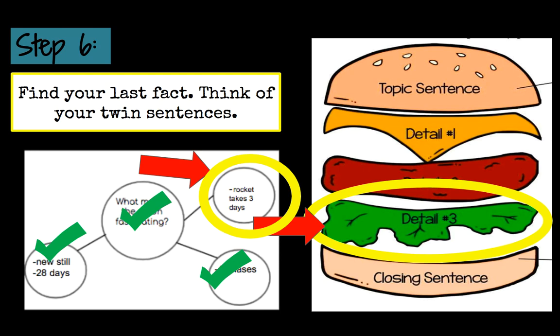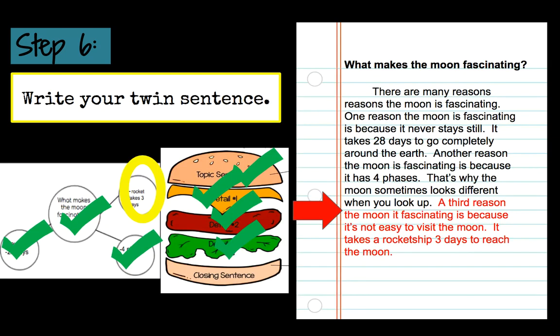Let's see how it would look in my writing. A third reason the moon is fascinating is because it's not easy to visit the moon. It takes a rocket ship 3 days to reach the moon. Oh, I'm finally done with my 3 facts. Now I just have to do my closing sentence.